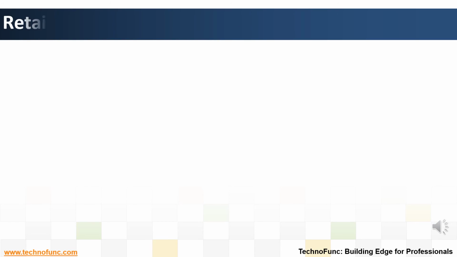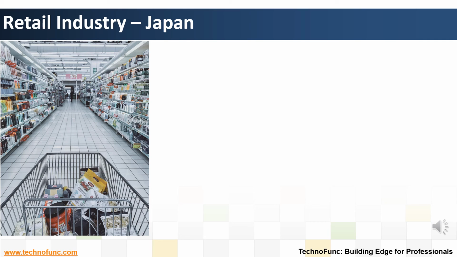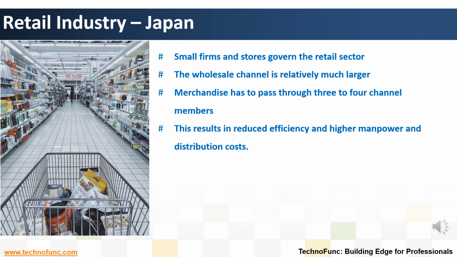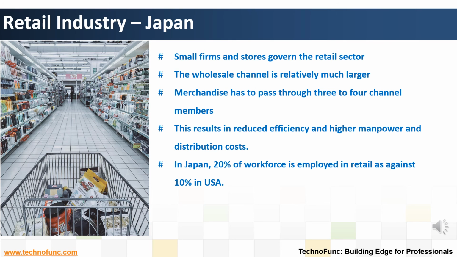Japan. In Japan, on the other hand, small firms and stores govern the retail sector. The wholesale channel is relatively much larger. Merchandise has to pass through 3 to 4 channel members before reaching the store. This results in reduced efficiency and higher manpower and distribution costs. In Japan, 20% of the workforce is employed in retail as against 10% in the USA.